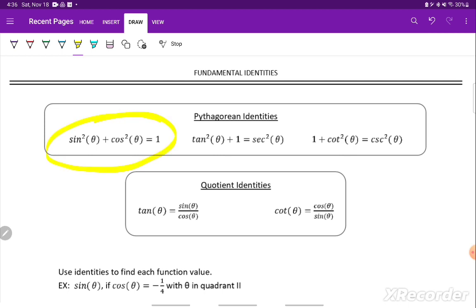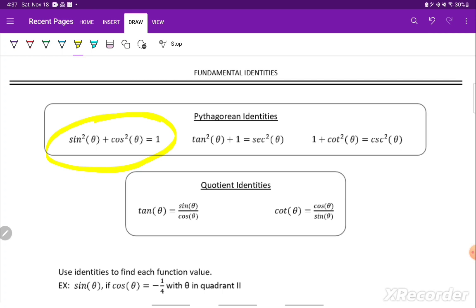Sine squared plus cosine squared equals 1. I feel like that's the big one. That's the one I use the most. That's the one that I have memorized. But we do have 2 more Pythagorean identities. Tangent squared theta plus 1 equals secant squared theta. And 1 plus cotangent squared theta equals cosecant squared theta.